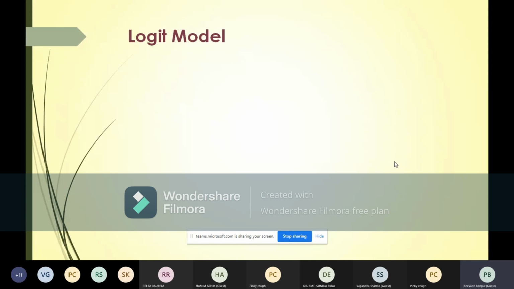The 4 models we are discussing today: the first model is the Logit model, the second one is the Probit model, one is the GARCH model, and another one is the GARCH model.